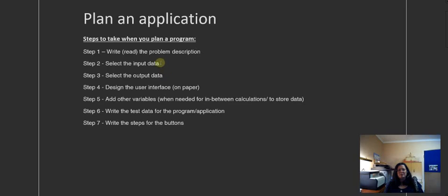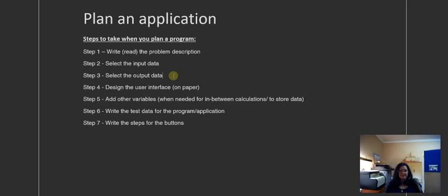Next we will need to select the input data. Input data is the things the user is going to give your program, the things that you need to use in your program. We're going to work through an example in a little while. Then we need to select the output data. Output data would be the results that your program must provide. So what must your program do in the end? What is the real purpose of the program?